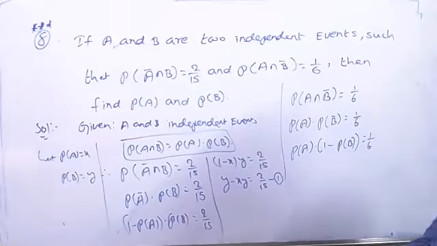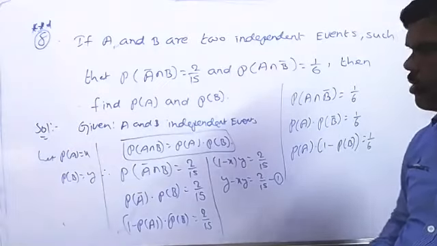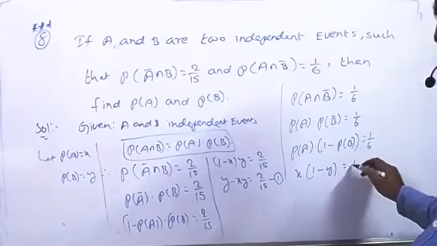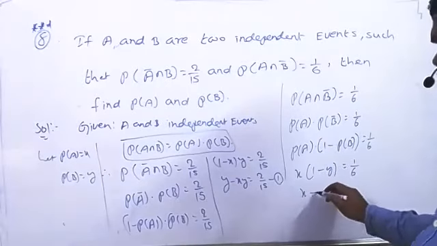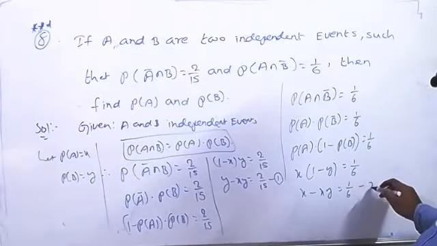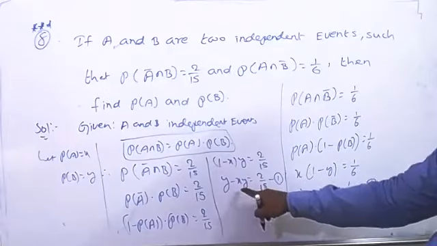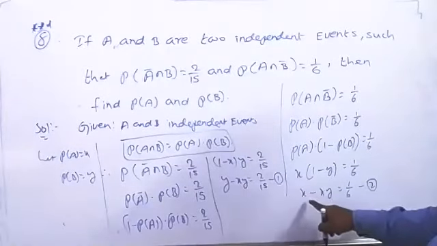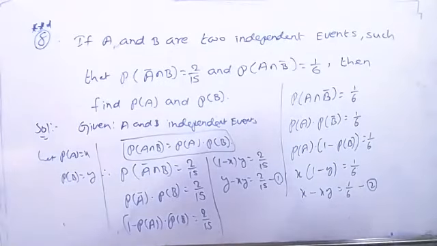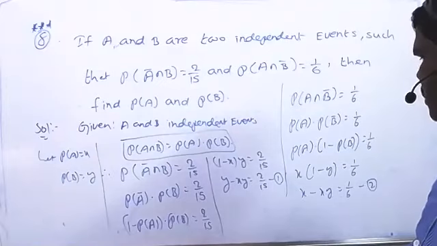But anyhow, we are taking the substitution there. P of A equal to X and P of B equal to Y, so X into (1 minus Y) is equal to 1 by 6. So this I can write as X minus XY is equal to 1 by 6. This is equation number 2. So equation 1 is Y minus XY equal to 2 by 15, and equation 2 is X minus XY equal to 1 by 6. Now first we can eliminate any one of the values. Then how to eliminate that?